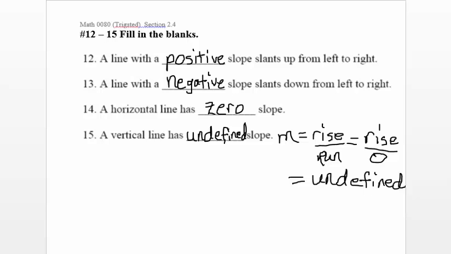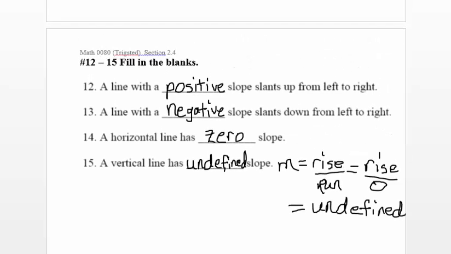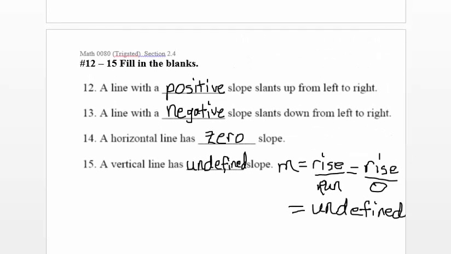Okay, and that brings us to the end of the worksheet. So this allows us to think about the slope-intercept form of a line equation.